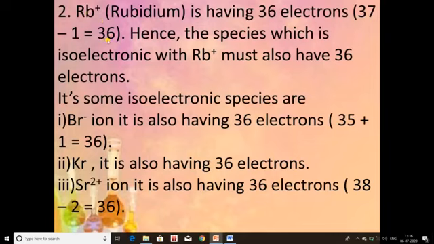Now we will find those species which have 36 electrons. So Br negative: 35 plus 1 is equal to 36. Krypton also has 36 electrons, and strontium 2 positive also has 36 electrons.